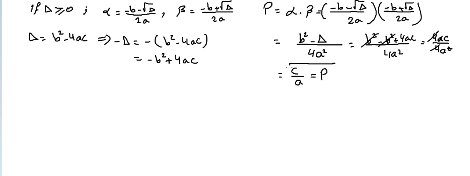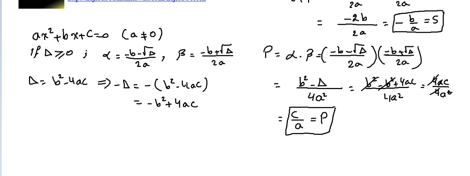So the sum is minus b over a, that we found up here. And the product is c over a. That's great. So when the roots exist, those are the sum and the product.